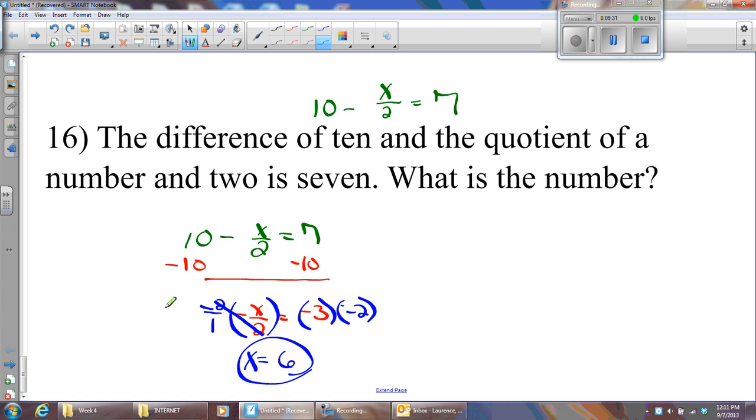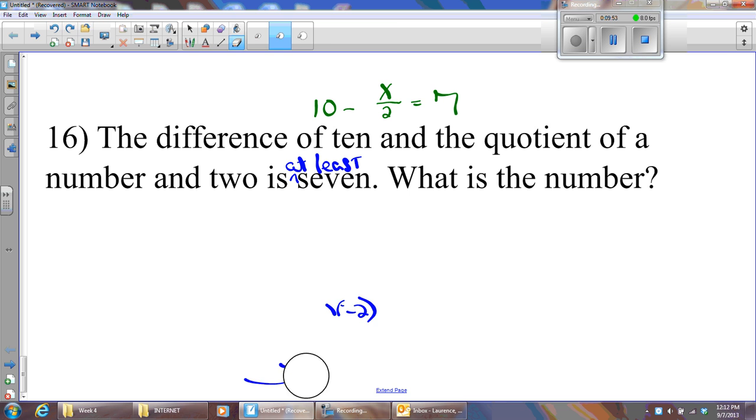Uh-oh, but I have a problem. Oh, no, I don't. I wanted to do an inequality, but the typo says is. How about let's change this to is at least 7. Okay, that means it could be 7 or more. So let me back up here because it's going to change a little bit of my procedure. And this side here can be 7 or more. So that would be greater than or equal to 7.